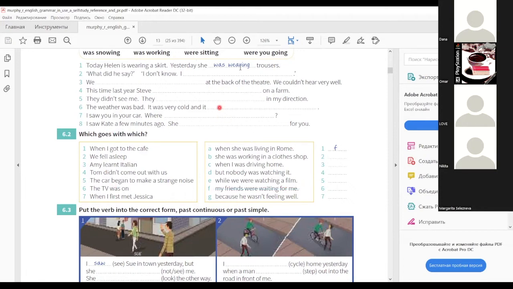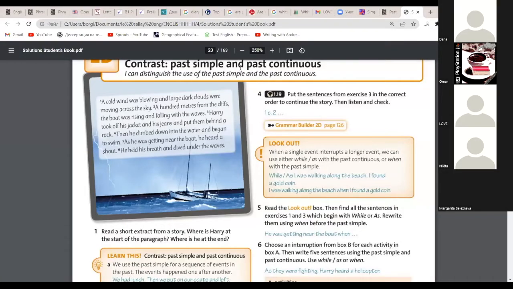So let's move to another thing. As you know about this, you have time to read this text, and then I'll ask you to translate some things, if you don't mind. This one, a cold wind was blowing, blah blah. So Dana, how to translate this sentence? 100 meters from the cliffs, the boat was riding and falling with the waves. На расстоянии сотни метров от скал лодка поднималась и опускалась на волнах.